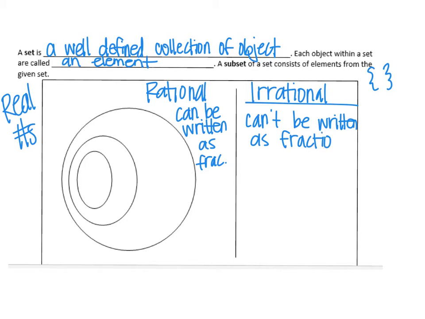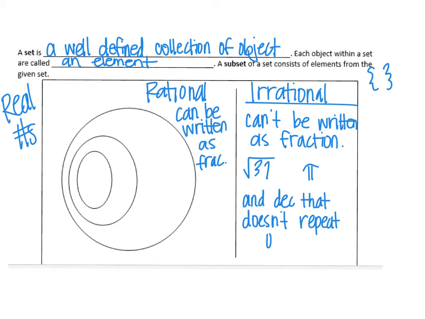For instance, any number that is a square root of a number that's not a perfect square. So the square root of 36, that's a perfect square, but the square root of 37 is not. So the square root of 37 is irrational. Also, pi, any decimal that doesn't repeat or end is also irrational.